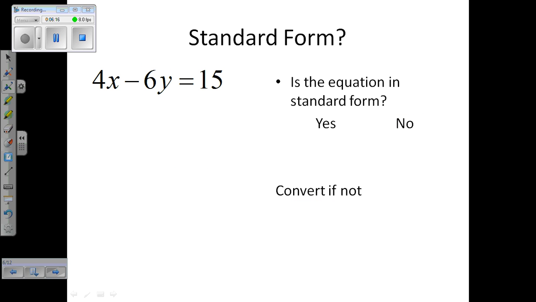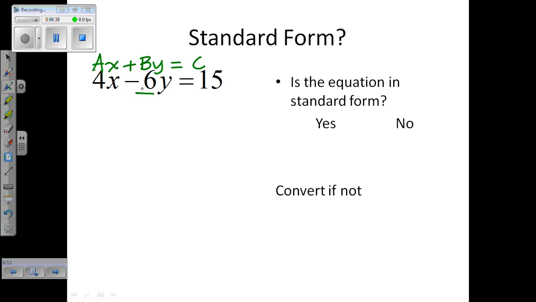Okay, let's look at another one. So again, we're first checking to see, is it in the right format? AX plus BY equals C. Sometimes students say, wait, it's minus B here. Well, that's okay. B is allowed to be negative. A is not supposed to be negative, but B can be negative. So that's fine that this number is a negative 6. So that's not a problem.